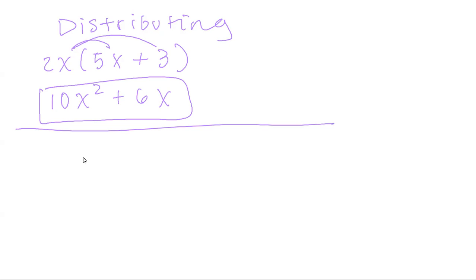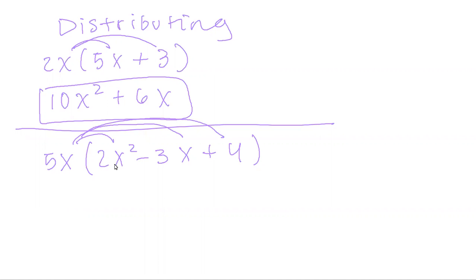Another example we can do is if I had 5x times 2x squared minus 3x plus 4. So again, I'm just kind of taking it piece by piece here. So starting with like 5x and the 2x squared, I multiply that. So 5x times 2x squared is 10x cubed. 5x times negative 3x, that's negative 15x squared. 5x times 4, that's plus 20x. So you can see I'm just taking it piece by piece and then just putting it all together.